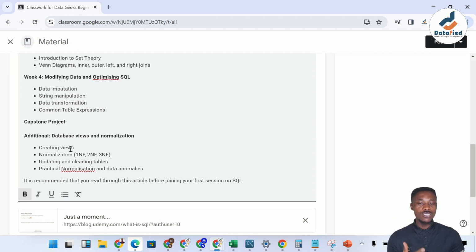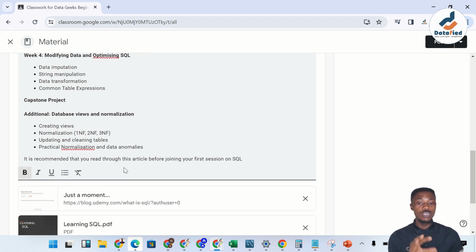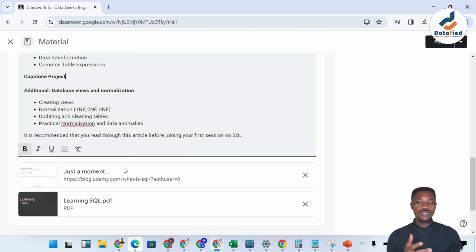All right, and we have additional topics which we may consider, or we shall discuss in the advanced class. We'll look at how to create views. Then we'll discuss the idea of normalization, updating and cleaning tables, and then practical normalization and data anomalies. So this will be discussed in the advanced class if we are not able to cover it in this basic class.